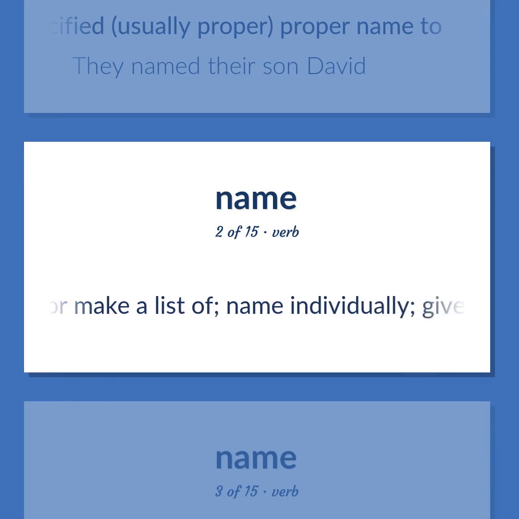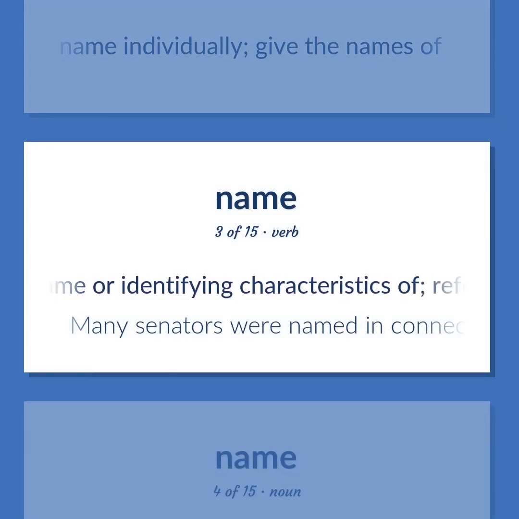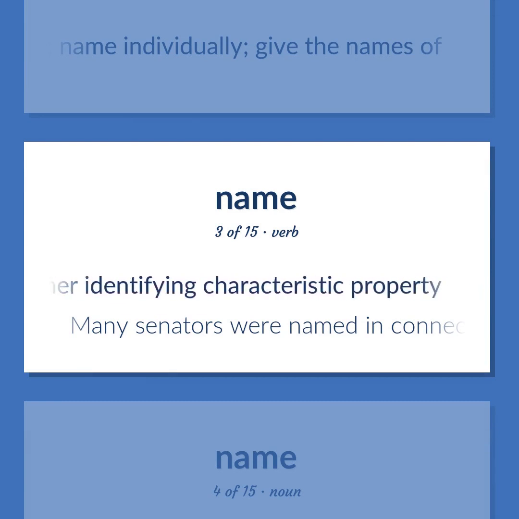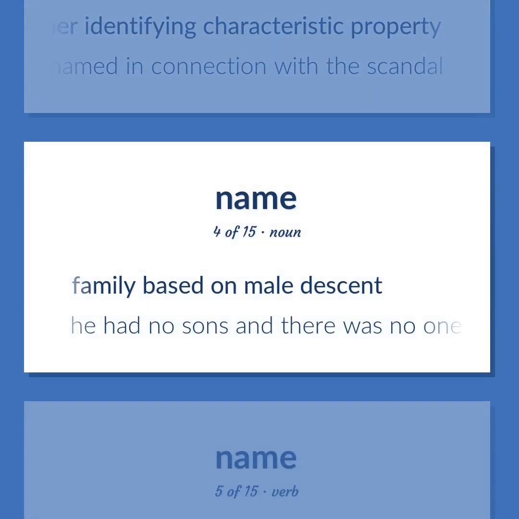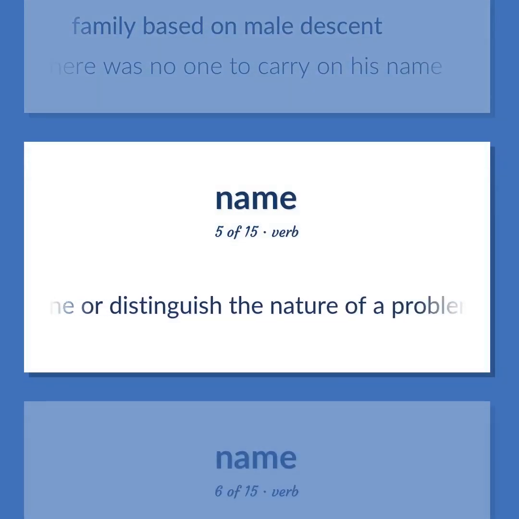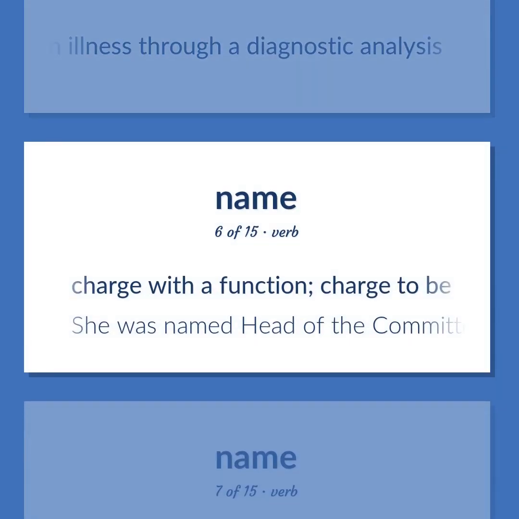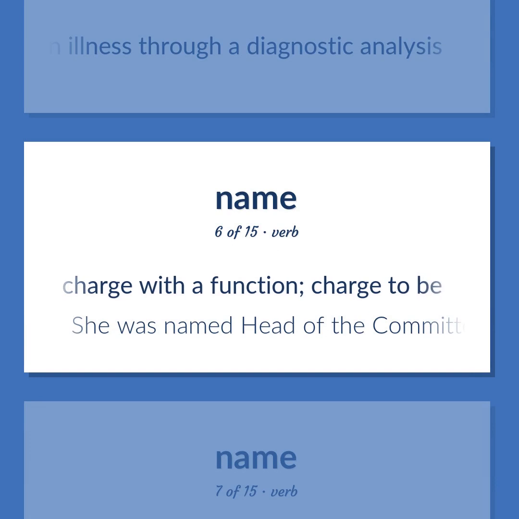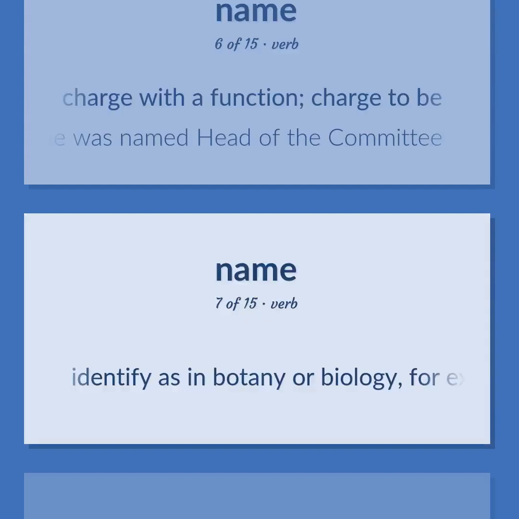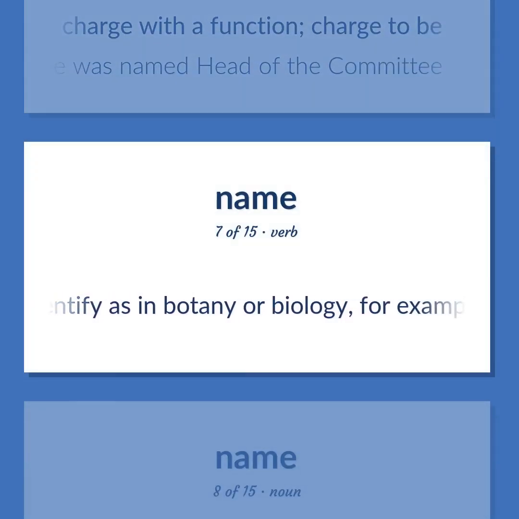Give or make a list of. Name individually. Give the names of. Give the name or identifying characteristics of. Refer to by name or some other identifying characteristic property. Many senators were named in connection with the scandal. Family based on male descent. He had no sons and there was no one to carry on his name. Determine or distinguish the nature of a problem or an illness through a diagnostic analysis. Charge with a function. She was named head of the committee. Identify, as in botany or biology, for example.